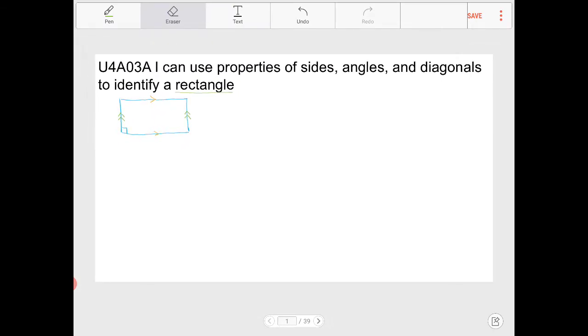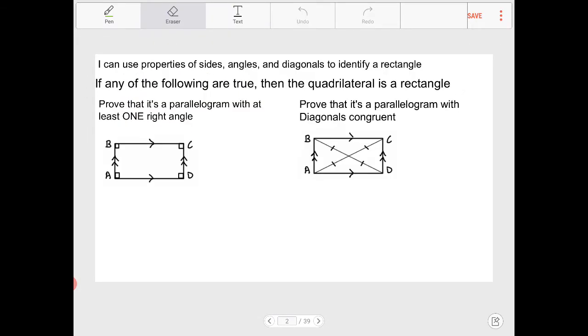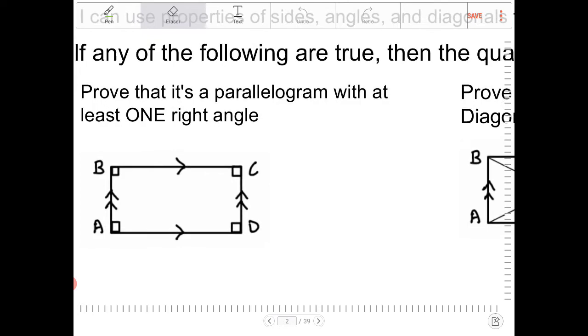Which brings me to the very first property. In order to show that a quadrilateral is in fact a rectangle, we first need to show that it's a parallelogram, and then show that one of the angles is a right angle. Again, to show that a quadrilateral is a rectangle, we need to first prove that the quadrilateral we're dealing with is in fact a parallelogram with at least one right angle.